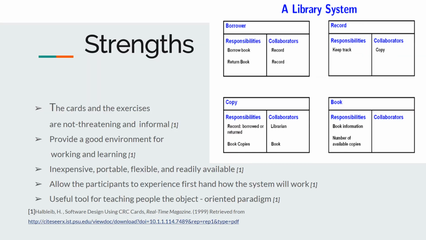Hi, I'm going to introduce the strengths and weaknesses of the class responsibility collaborator cards technique. This technique is really simple. It does not overwhelm the task of object-oriented modeling. This technique provides a good environment for working and learning. It demonstrates great group interactions. Participants' creativeness is required to facilitate the brainstorming of good solutions. Everyone in the team has a concrete role.